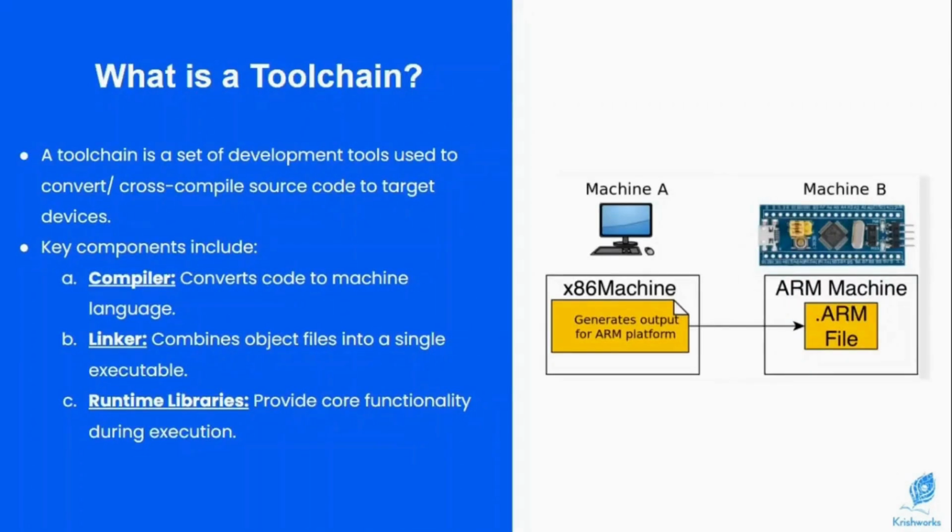What is a toolchain? A toolchain is a set of development tools that convert or cross-compile your source code to run on a target device. It includes 3 core components: a compiler to translate code, a linker to generate a final executable, and runtime libraries that provide core functionalities.